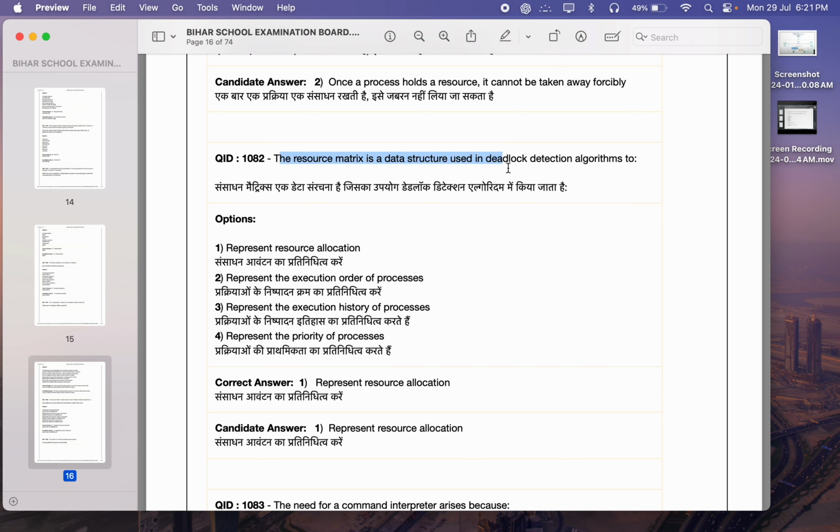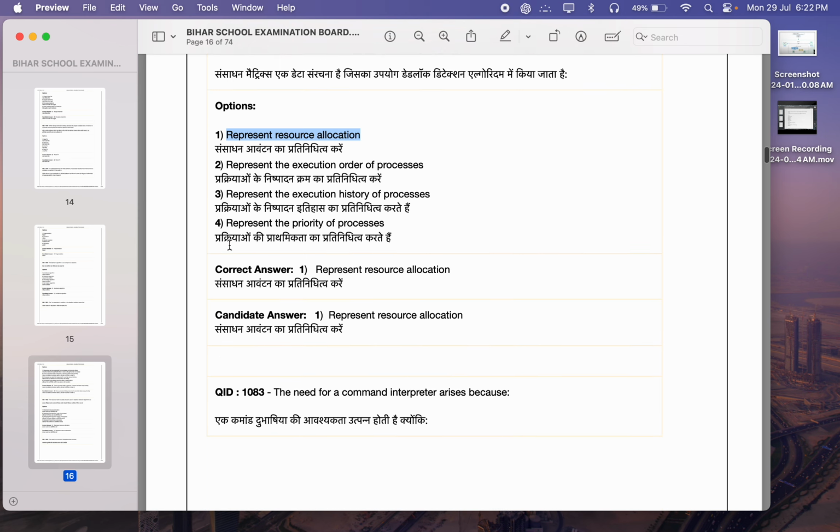The resource matrix is a data structure used in deadlock detection algorithm to show what resources are allocated to which process, right? It is used to prevent deadlock. I mean, not exactly prevent deadlock, but we want to show the resource allocation. Represent the execution order of processes, no, that is not correct. Represent the priority of processes, not correct. It's just, as the name suggests, resource matrix, right? It has to deal with resources only. Why are you getting into process, right? So one is the right answer.